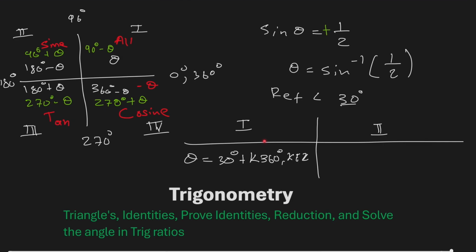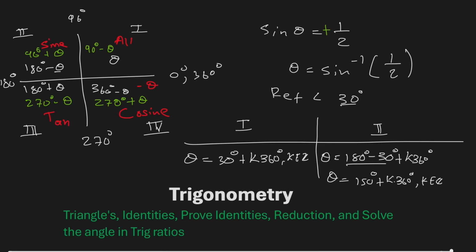trigonometric equations. The other solution will be on the second quadrant. On the second quadrant, the first thing you look at is what you have inside the ratio. Theta is equal to 180 minus your reference angle, because your reference angle is 30 degrees, plus k times 360. Then you simplify: 180 minus 30 gives us 150 degrees, plus k times 360, where k is an element of integers.